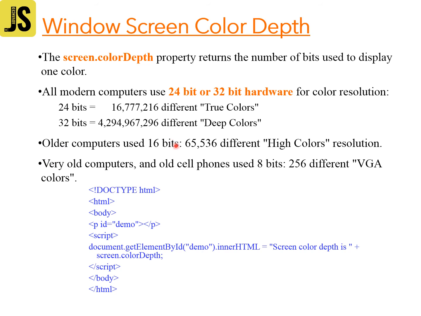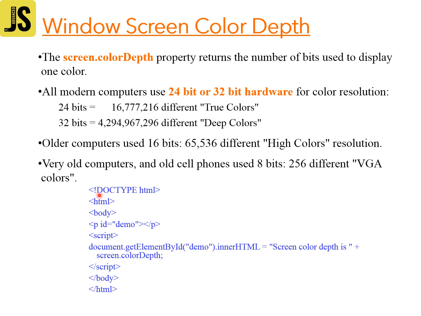Older computers use 16 bits, so it produces only 65,536 different high color resolution, and very old computers and all cell phones use 8 bits, that is 256 different VGA colors.